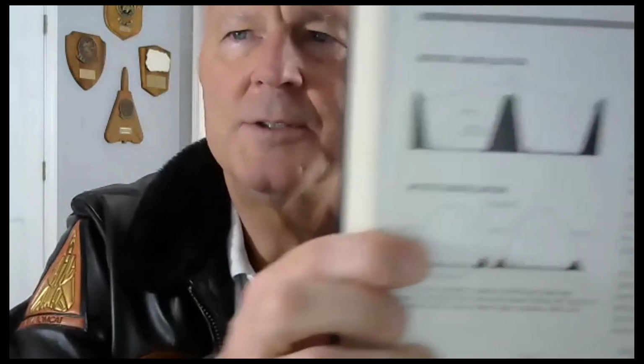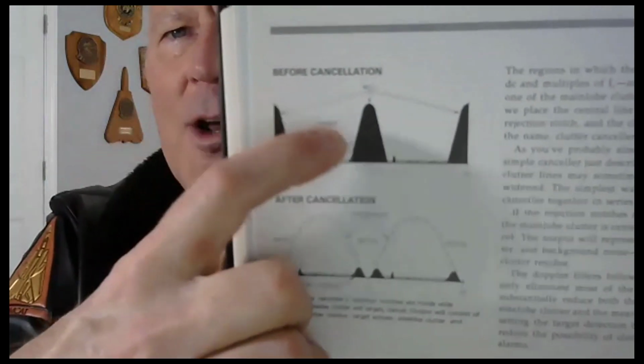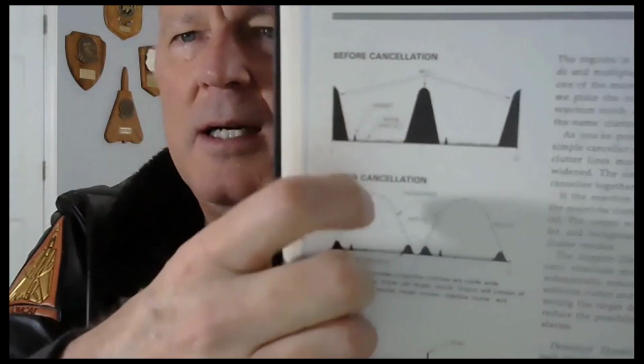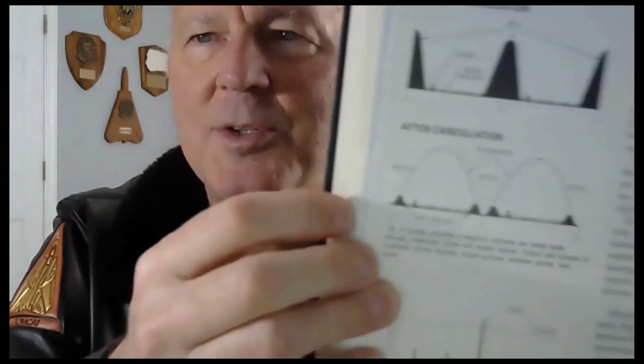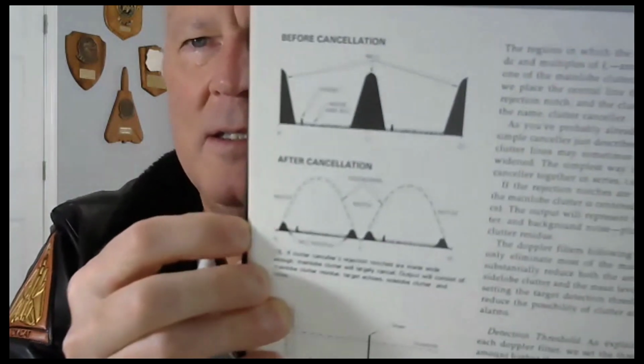But if I can find an illustration in this book, I'll show you what's in this book. So here's the main lobe clutter. This is ground return. And this is the notch, which cancels out the main lobe clutter. So the radar makes that invisible. And if you can fly at that speed, then you're invisible to that radar too. Interesting.